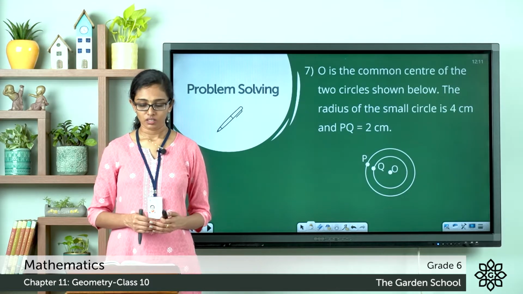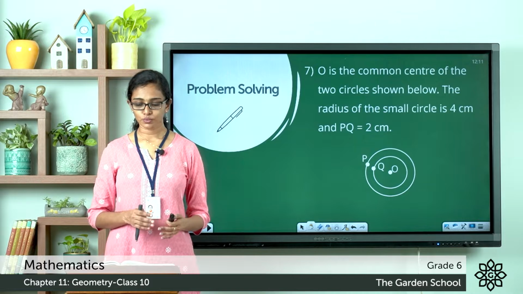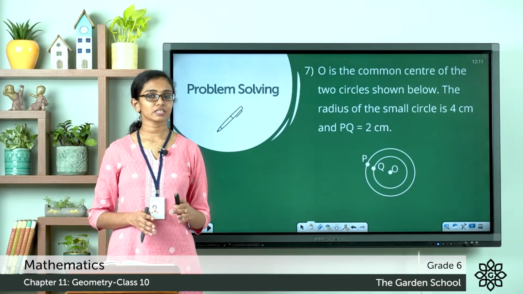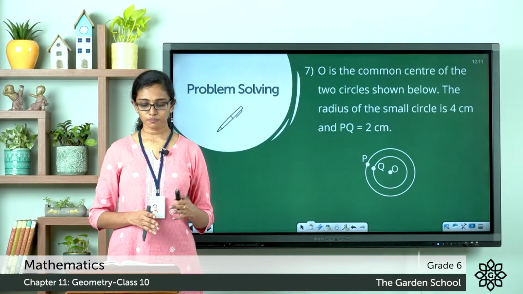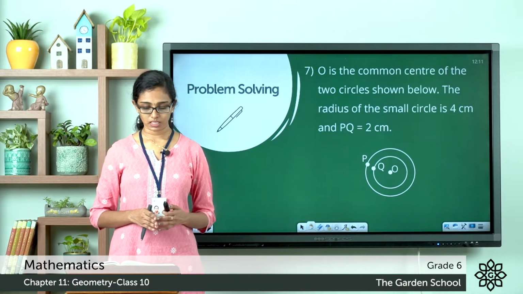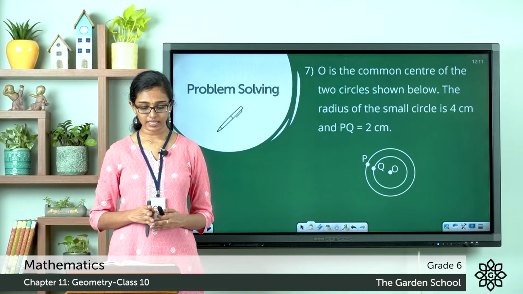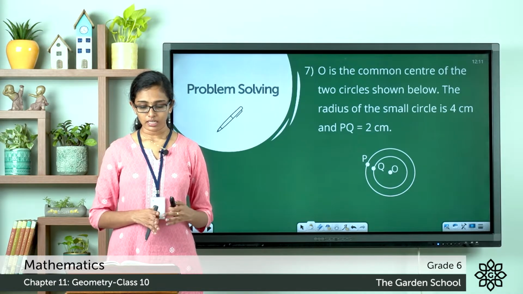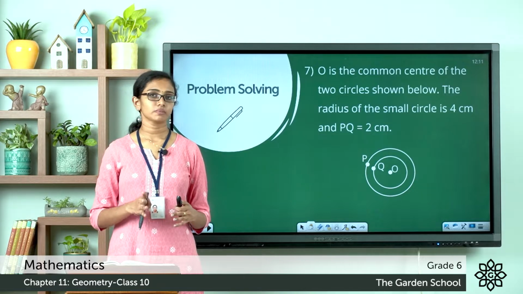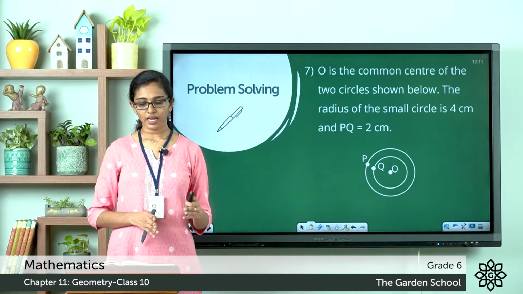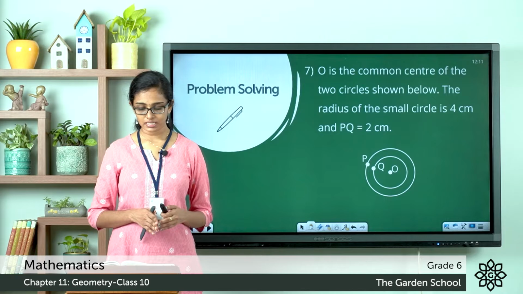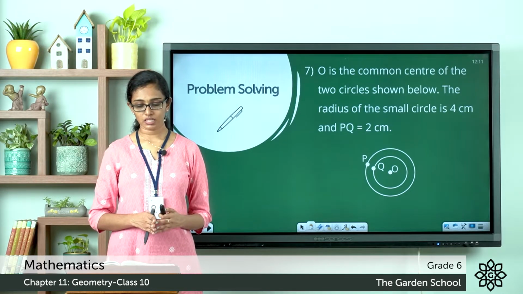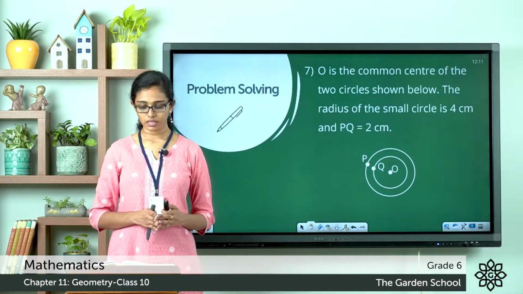Let's discuss the 7th question now. It says O is the common center of the two circles shown below. The radius of the small circle is 4 cm and PQ is equal to 2 cm. The question A says find the length of the diameter of the smaller circle. B. Find the length of the diameter of the bigger circle. C. If S is a point at a distance 5 cm from O, then S lies in the dash of the smaller circle and dash of the bigger circle.